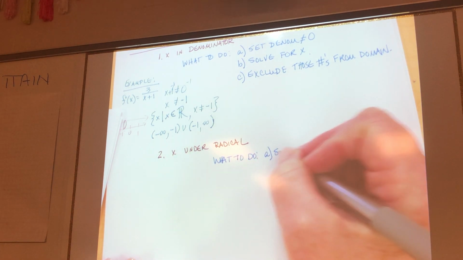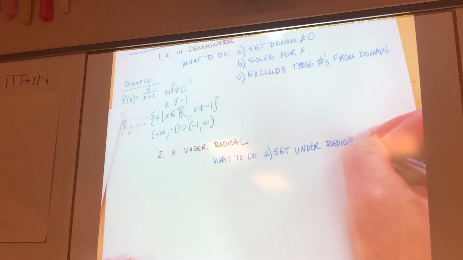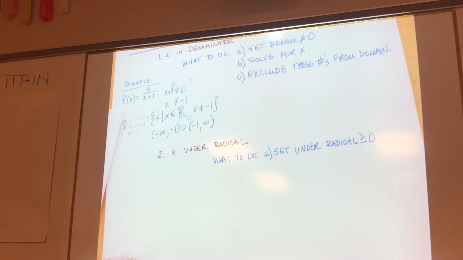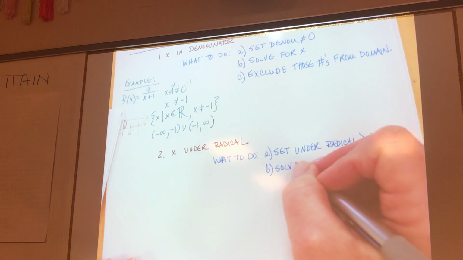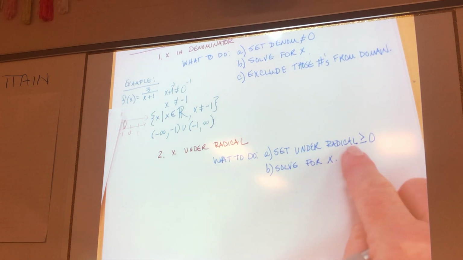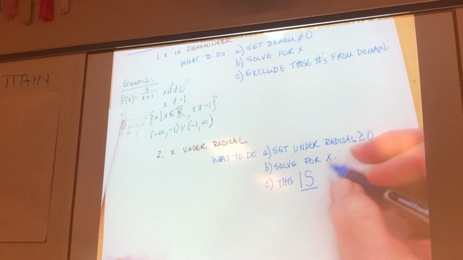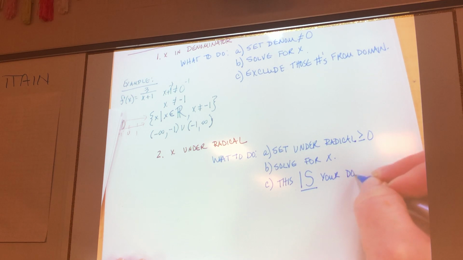Now, first of all, you're going to set whatever is under the radical greater than or equal to 0. Then you'll solve for x. Now, when you're solving an inequality, what's the only rule? If you multiply or divide by a negative number, you have to flip the sign. Do you think they're going to see if you know that rule? They are. All right. So the last thing, this is your domain. Okay? It is telling you what your domain is.